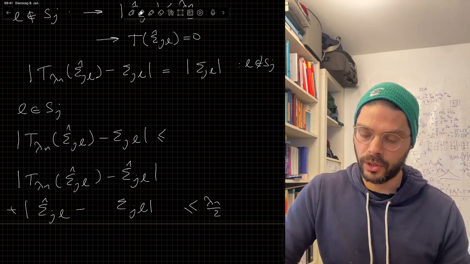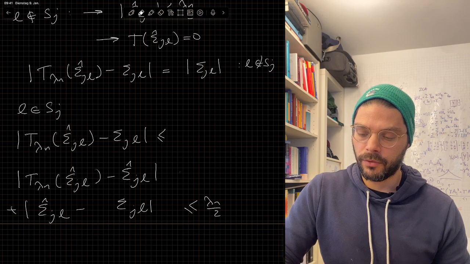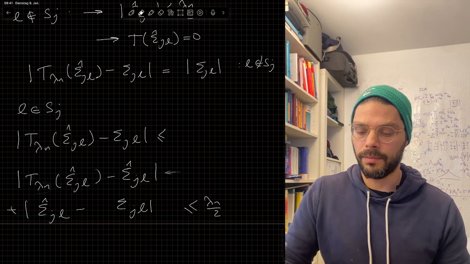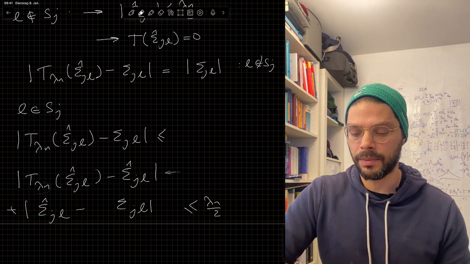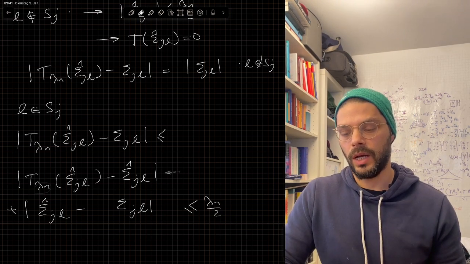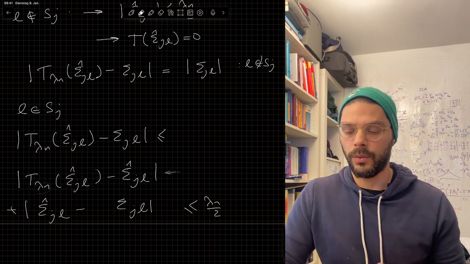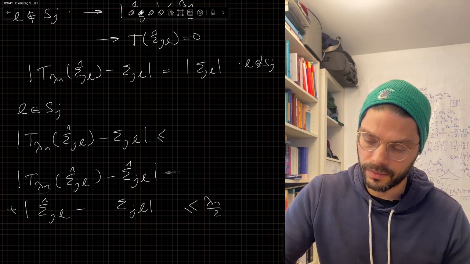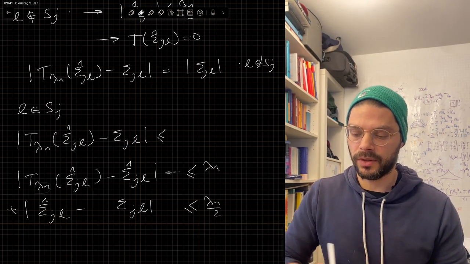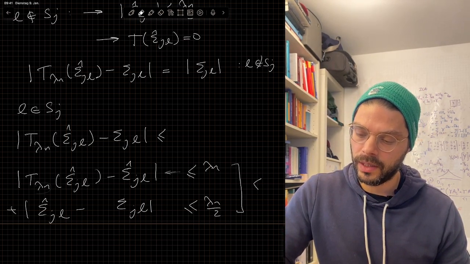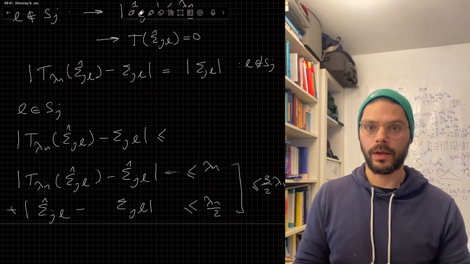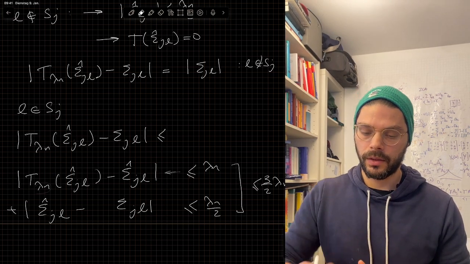And because we're thresholding for this component at the level of lambda n, the maximum difference here is going to be lambda n. So either it doesn't get thresholded, in which case the difference is 0, or it does get thresholded, in which case the maximum difference will be lambda n. So the total sum here is going to be less than or equal to 3 halves of lambda n. Okay, so that's very good.